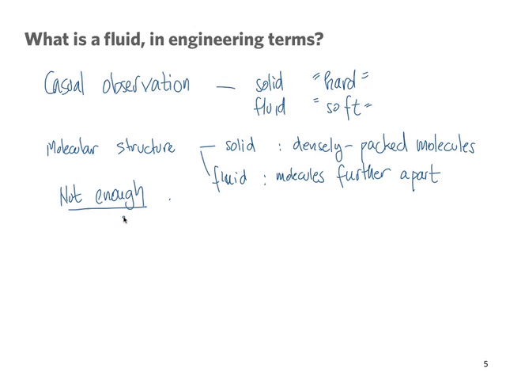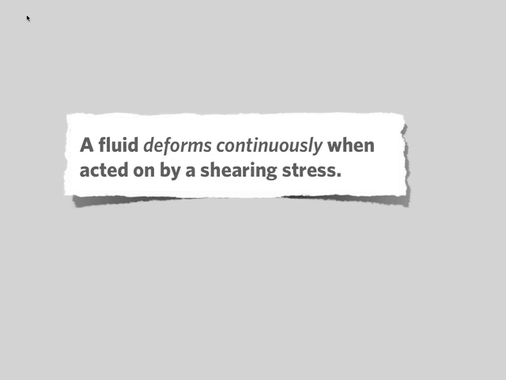It continuously deforms. It continuously deforms in response to a particular form of force, a tangential force, because if you imagine the water inside the balloon only has a sort of normal force to all the surfaces, that's a pressure. But any tangential force will cause it to flow continuously. And that is really our engineering distinction. So, in engineering terms, a fluid deforms continuously when acted on by what we call a shearing stress. A shearing stress is what we need to explain next.